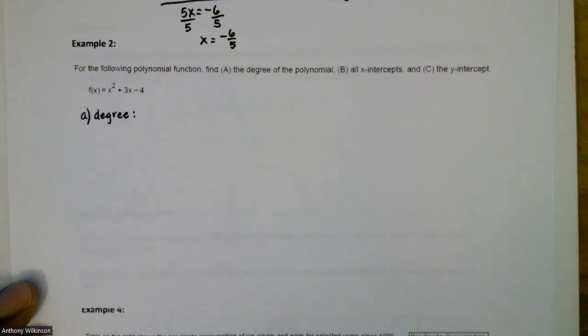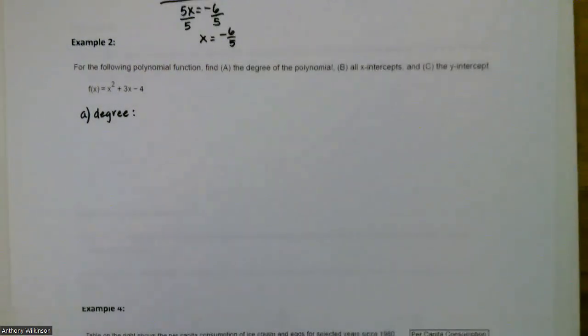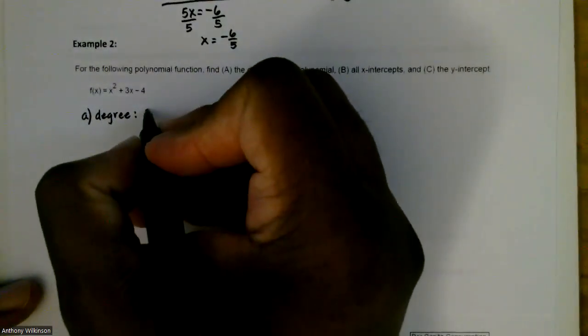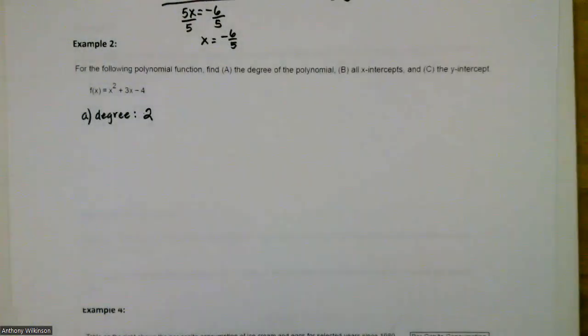So here, we're looking for the degree of that polynomial function. And the degree of the polynomial function is the highest exponent in that function. In this case, the highest exponent is a 2. So that means this is a second degree polynomial function, or a polynomial function of degree 2.